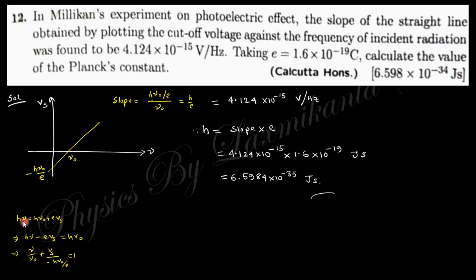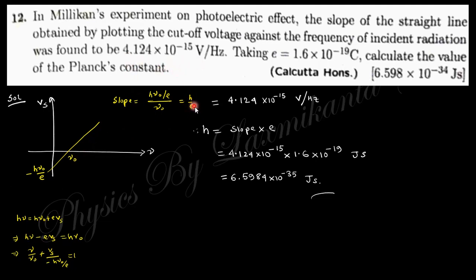So if you rearrange, that is h nu minus eVs equals h nu naught, so dividing by this, you will get this relation. You can see here nu as the x axis and V as the y axis. So x by a plus y by b equals 1, that is the intercept form of the equation of a straight line. So the intercepts will be nu naught, and minus h nu naught by e. The slope will be h nu naught by nu naught, that is h by e, and this slope is given like that.